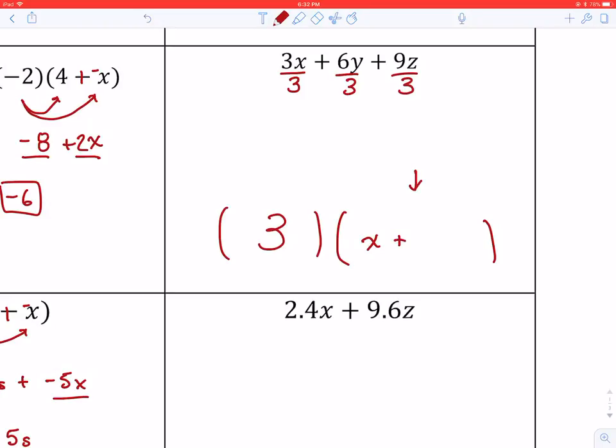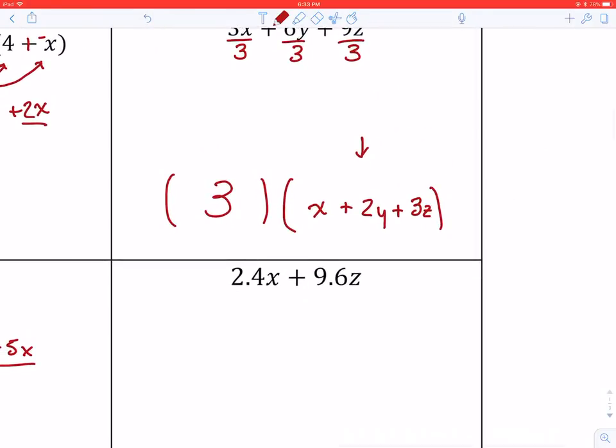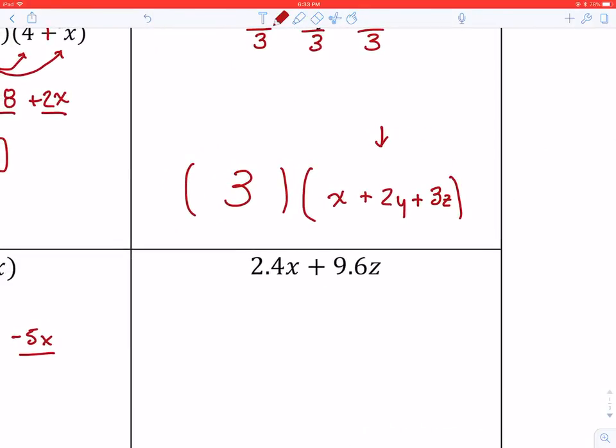Well, 3x divided by 3, that's simple. That's just x. Plus 6y divided by 3. 6 divided by 3 is 2, and then the y stays. And then 9z divided by 3, that's going to be 3z. And then this now only has 1, 2, and 3. None of those numbers have a greatest common factor besides 1. The variables are all different, so I can't pull out a variable. So that would be my factored out version.